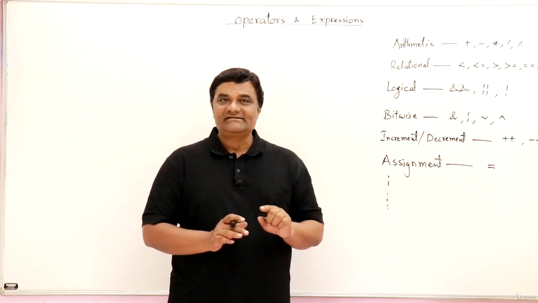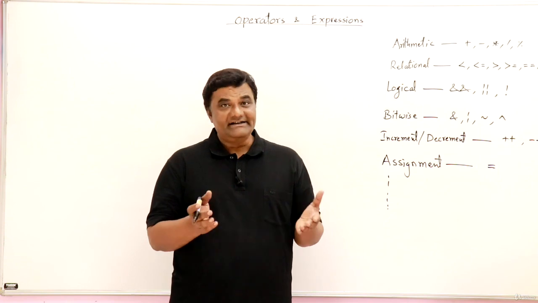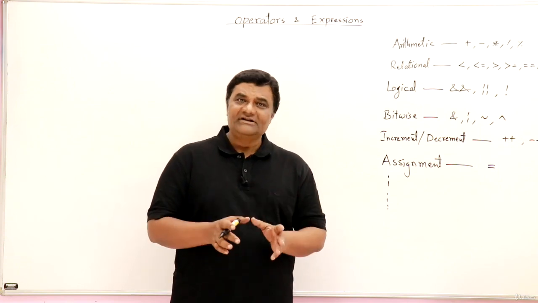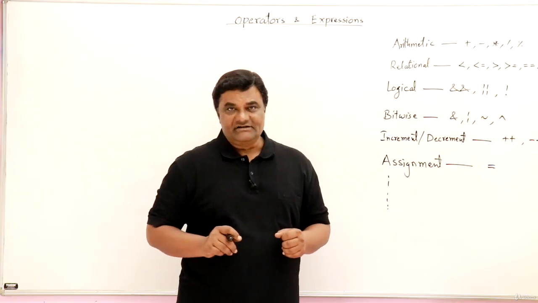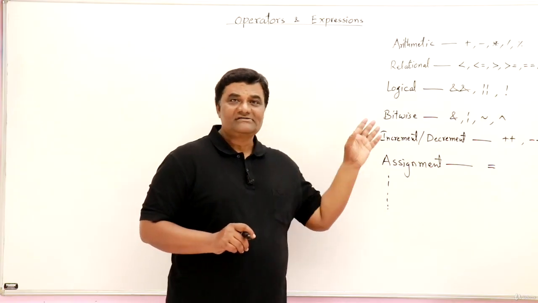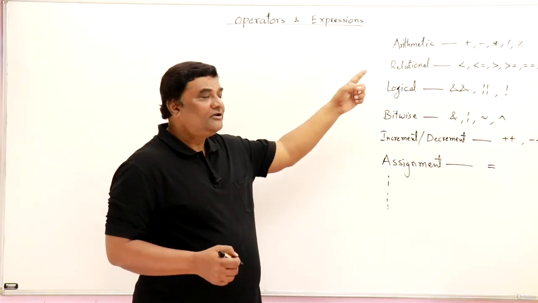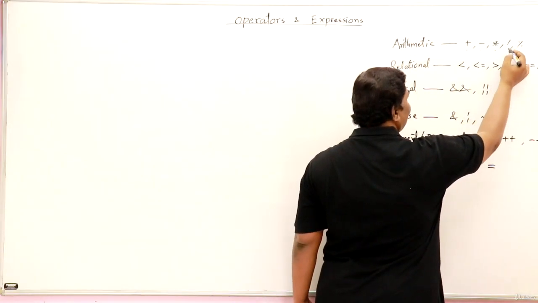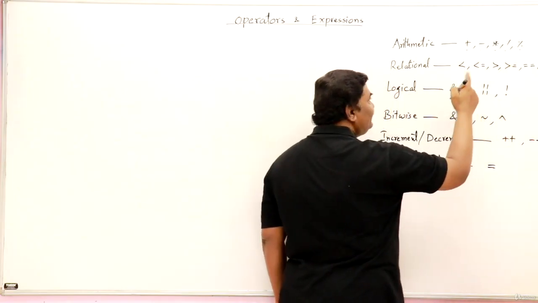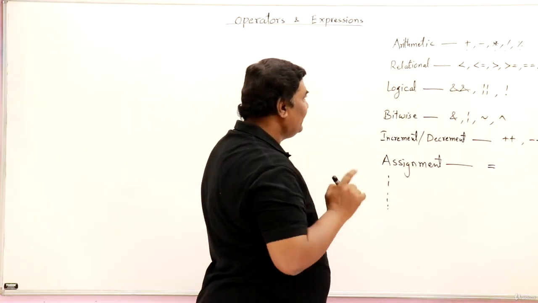Like in mathematics, plus is the symbol used for adding two numbers. In the same way, here symbols are there and every symbol has some operation associated with it. So let us look at some of the operators I have written here. First of all are arithmetic operators. Arithmetic operators are addition, subtraction, multiplication, division and mod. These are the operators I am going to discuss right now.